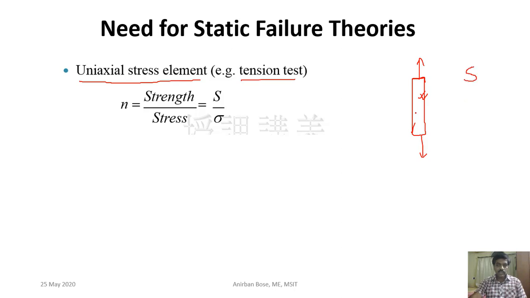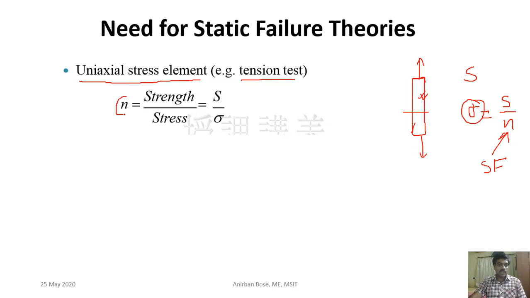Okay, so if the stress developed within it is sigma, then that sigma must be equal to that strength value divided by some factor of safety or safety factor. So n is the safety factor, so that your design is safe. So sigma is equal to S divided by n. This is the simple idea of the design.